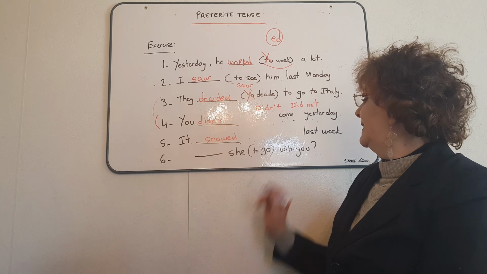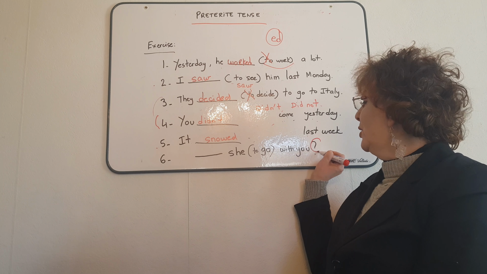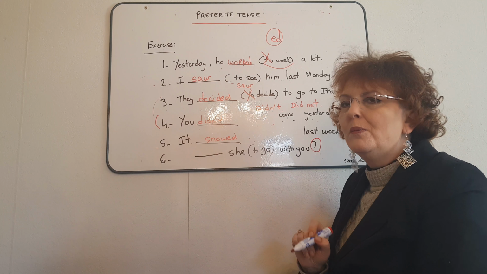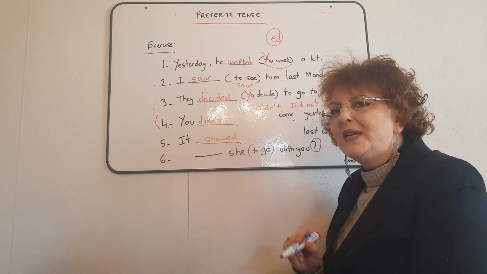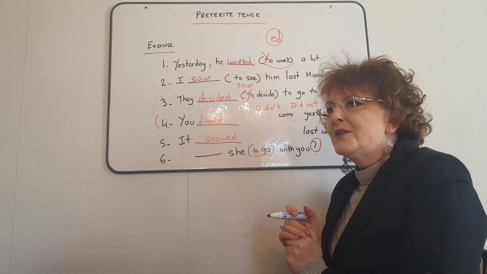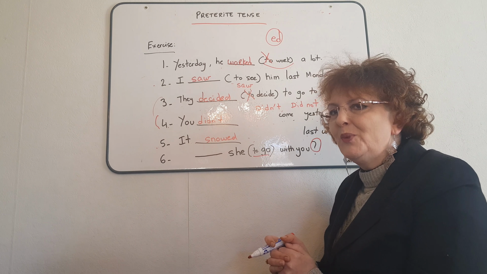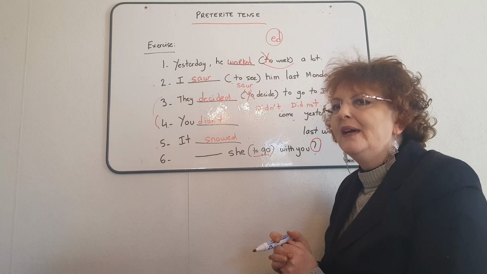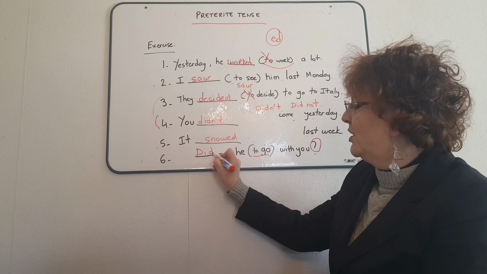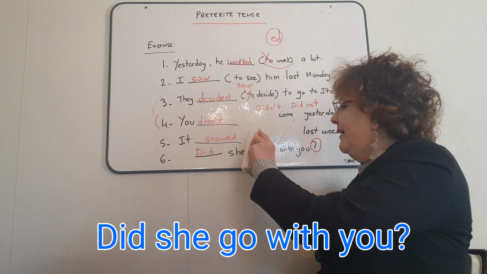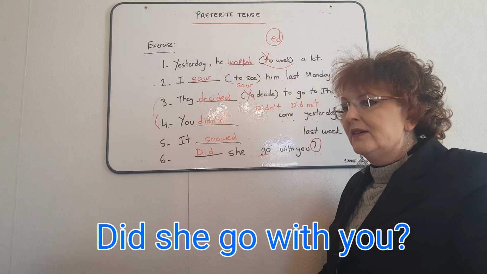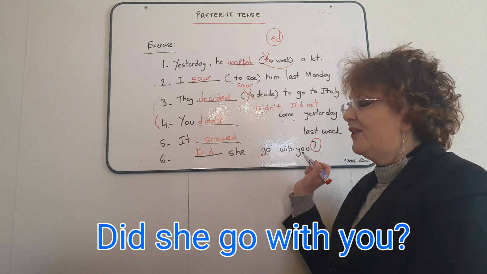Last one. Careful, it's a question. It's a question, just like for the negative form, we must introduce the auxiliary do in the right form, in the right tense. So here, in our question, we have to introduce our auxiliary in the right tense, did. There is no negative form, so we'll say, did she go with you? Did she go with you?